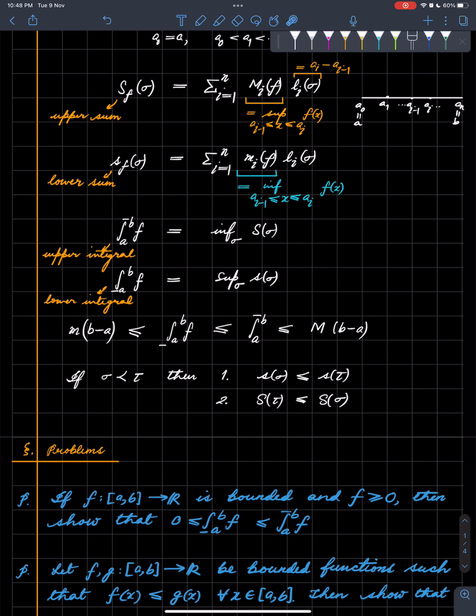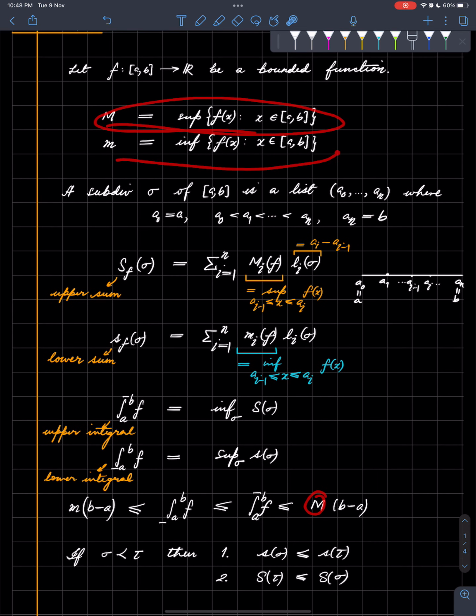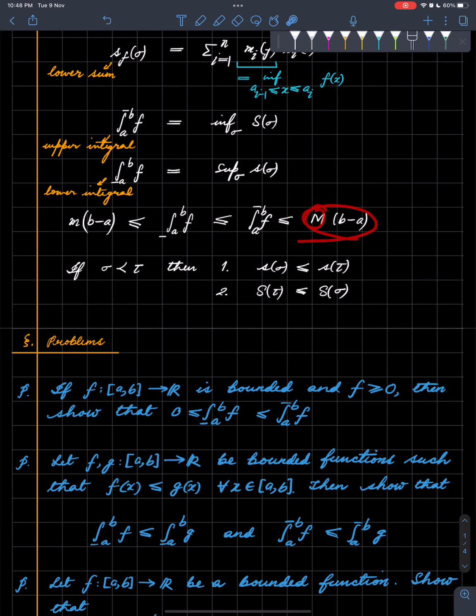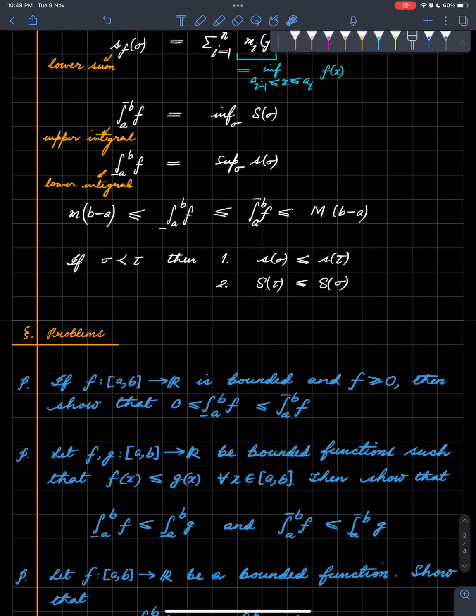We saw that the upper sum dominates the lower sum, and they are in fact themselves sandwiched between these two values. What was m? Recall capital M is this and little m is that. So they are sandwiched, and all of these were very easy implications.